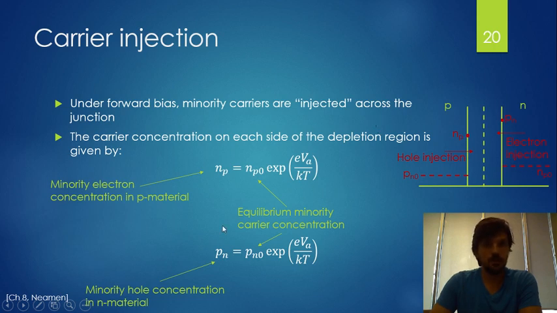So let's see what relationships govern this process. We talked about under forward bias how minority carriers are injected across the junction. So the carrier concentration on each side is given by these two equations, and this derivation can be found in Chapter 8 of Newman. Essentially, if we have a p and an n side, we have some equilibrium concentration of minority electrons here, and some injection level n_p. Over here, we have a hole concentration on the n side, with the injection of minority holes.